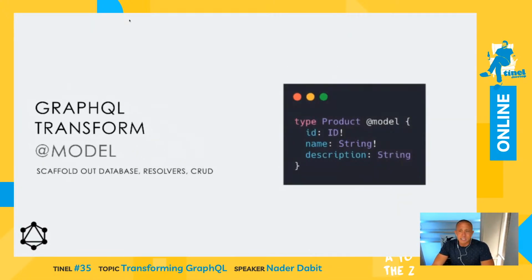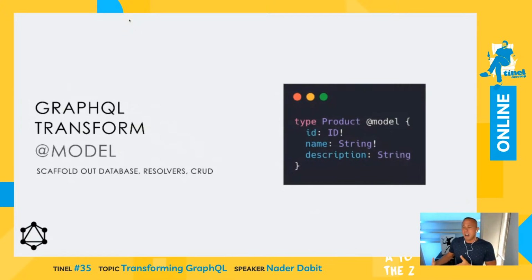So @model is a core directive, and what this does is it allows you to take your base type and scaffold out a CRUD and list API based on that type. So let's say, for instance, we have this product type. Just adding this @model directive is going to add your additional CRUD schema definition. It's going to add the resolvers for that additional schema, and it's going to add a product table.